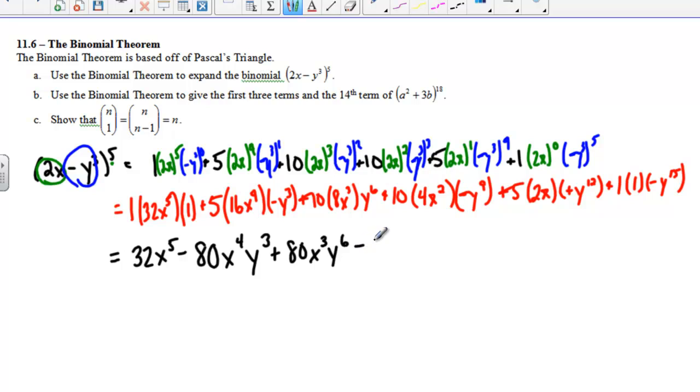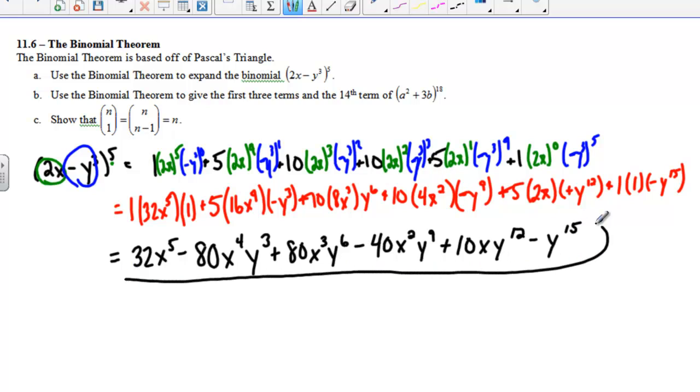And then we have negative 40x squared y to the ninth. It's negative because of this negative sign there. And then we have 5 times 2, which is 10, so that's 10x y to the 12th. And then the last one is negative y to the 15th. So there is the final answer.